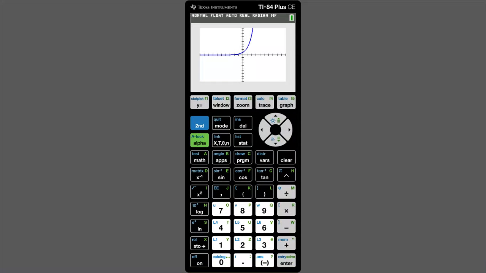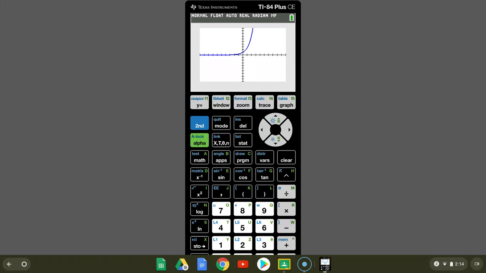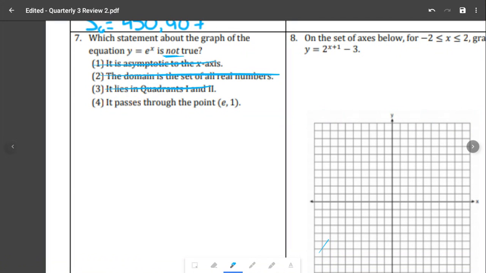Choice 3, it lies in quadrants 1 and 2. Your top right quadrant, that is quadrant 1, and then we go counterclockwise. So the top left is quadrant 2, the bottom left is quadrant 3, and the bottom right is quadrant 4. So that graph is completely in quadrants 1 and 2 on top. So that one is true, so it's not choice 3.